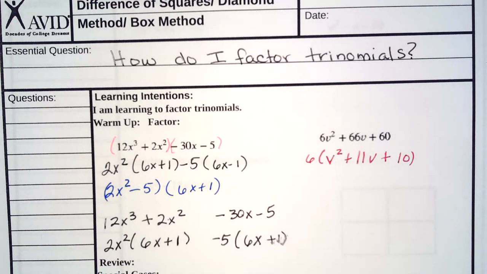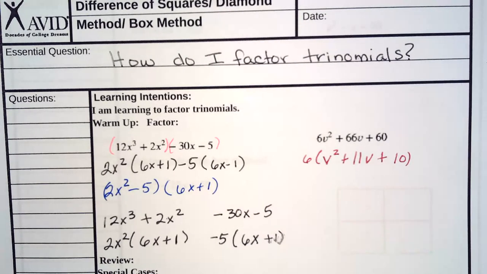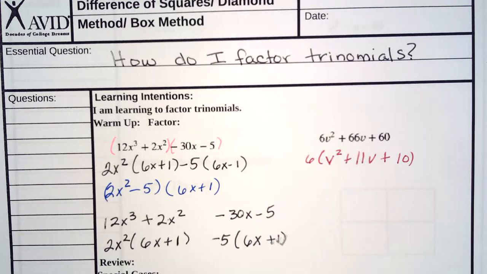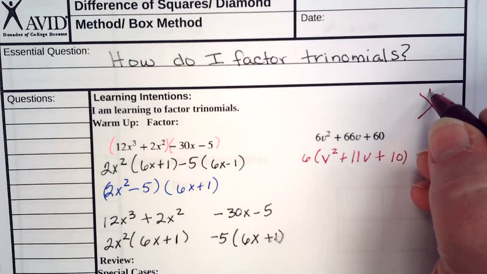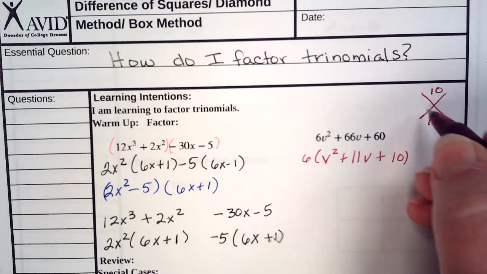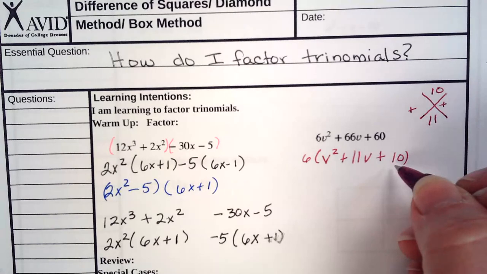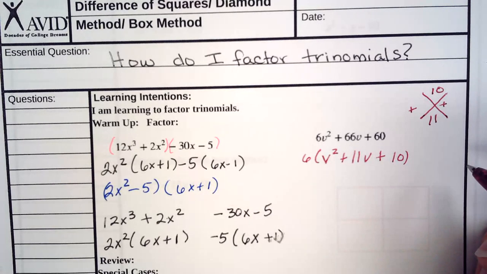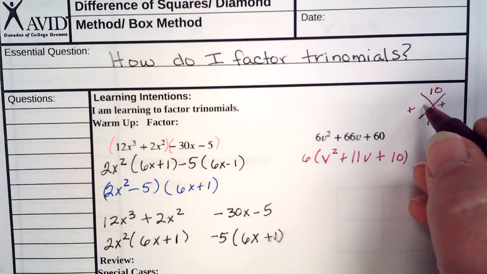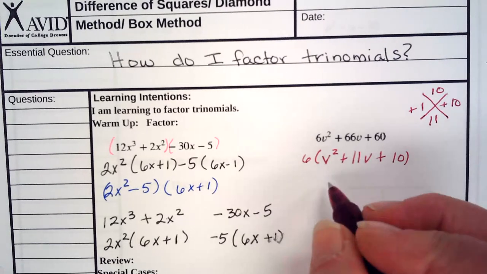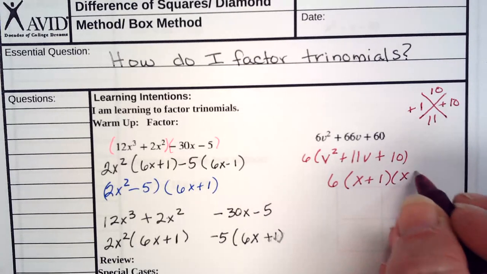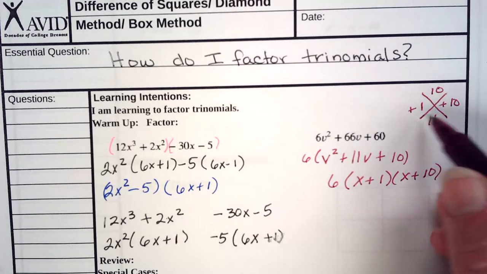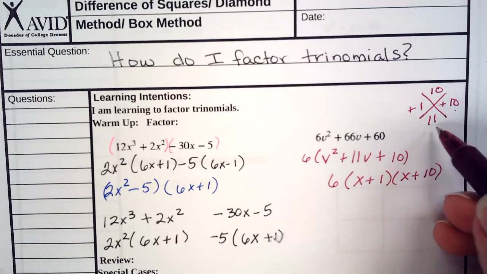Now that we've factored out the 6, let's look at the 10 and the 11. If we use the diamond method, we are looking for factors of 10 that add up to 11. Everything's positive, so both of them have to be positive. The factors of 10 that add up to 11 are 1 and 10. This will be x plus 1 times x plus 10, and we're done. 1 times 10 is 10, 1 plus 10 is 11.